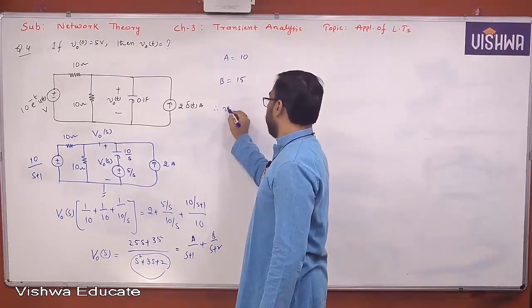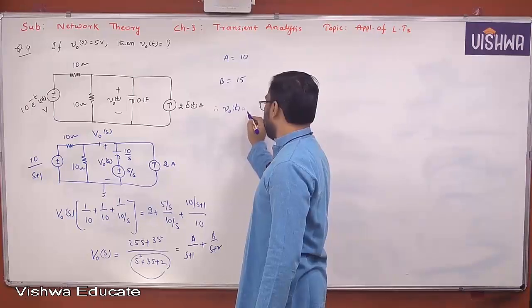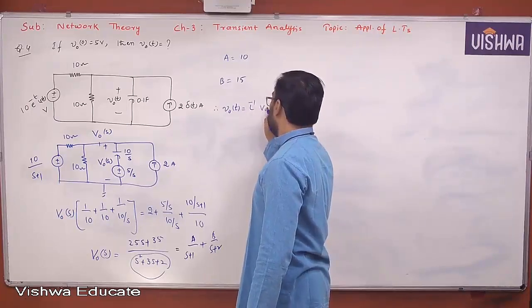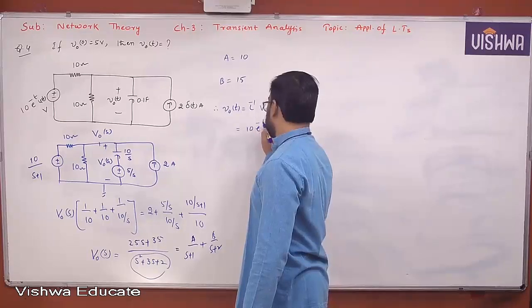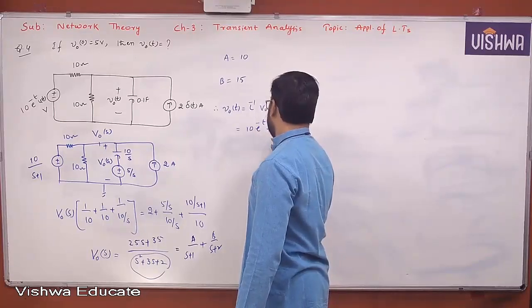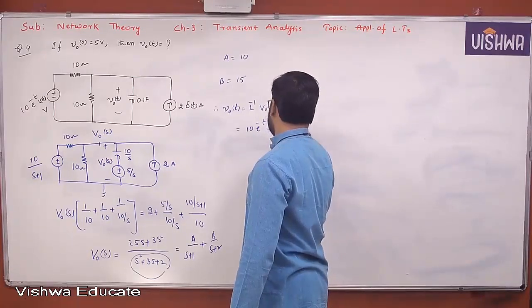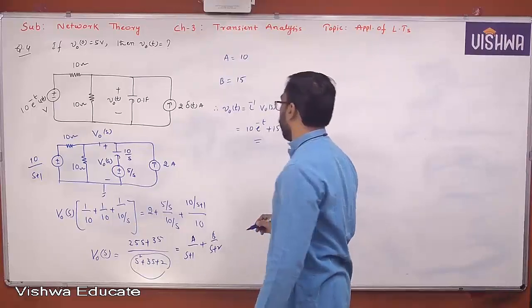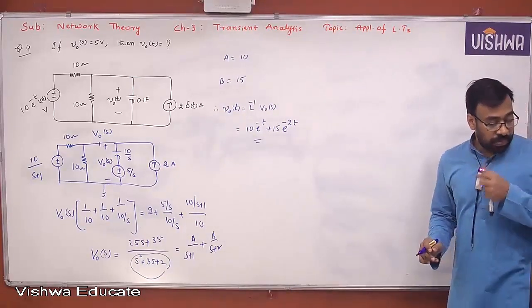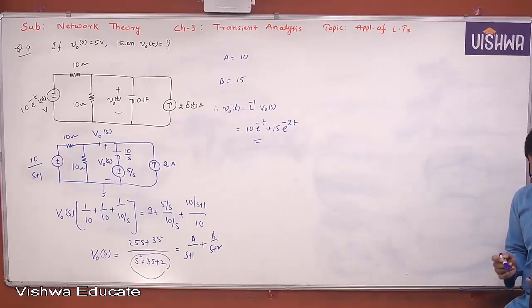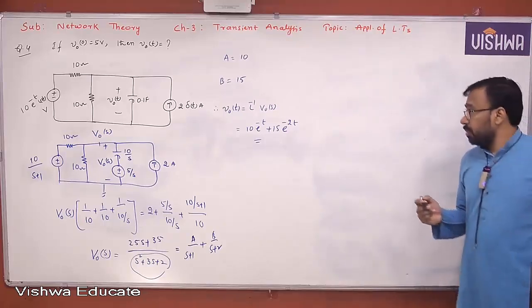Therefore the V naught of t will become L inverse of V naught of S. Therefore you will get 10 e power minus t plus 15 e power minus 2t. This is the response you got. Okay, so please note that down. Meanwhile, I can give you another problem. Quickly note down.